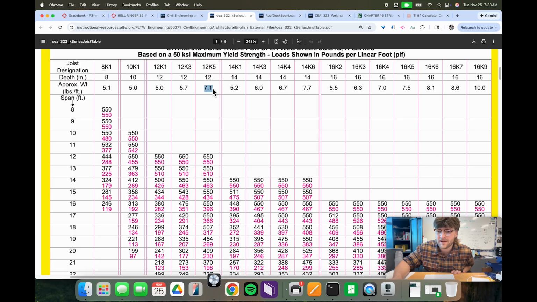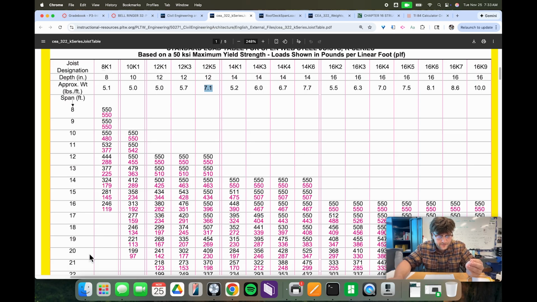Now, as you all can imagine, just as we were talking about before, as the weight increases, the cost is also going to increase. So that's 7.1. That's why I'm not going to actually choose 12K5. Now, if you were looking for the aesthetics of this, right, where you wanted to have all your joist depths be matched, you could end up going with that. But just know that it's going to be more costly. I'm going to go for something that's more cost efficient here.